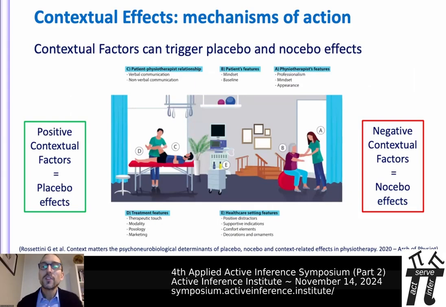Contextual factors have been studied for their ability to induce placebo and nocebo effects, which represent the effects of the psychosocial context around the therapy. To explain how this occurs, I want to start with a clinical example. This illustration shows a common clinical encounter in which patients with musculoskeletal pain receive a therapy such as joint immobilization, therapeutic exercises, or ultrasound injections.